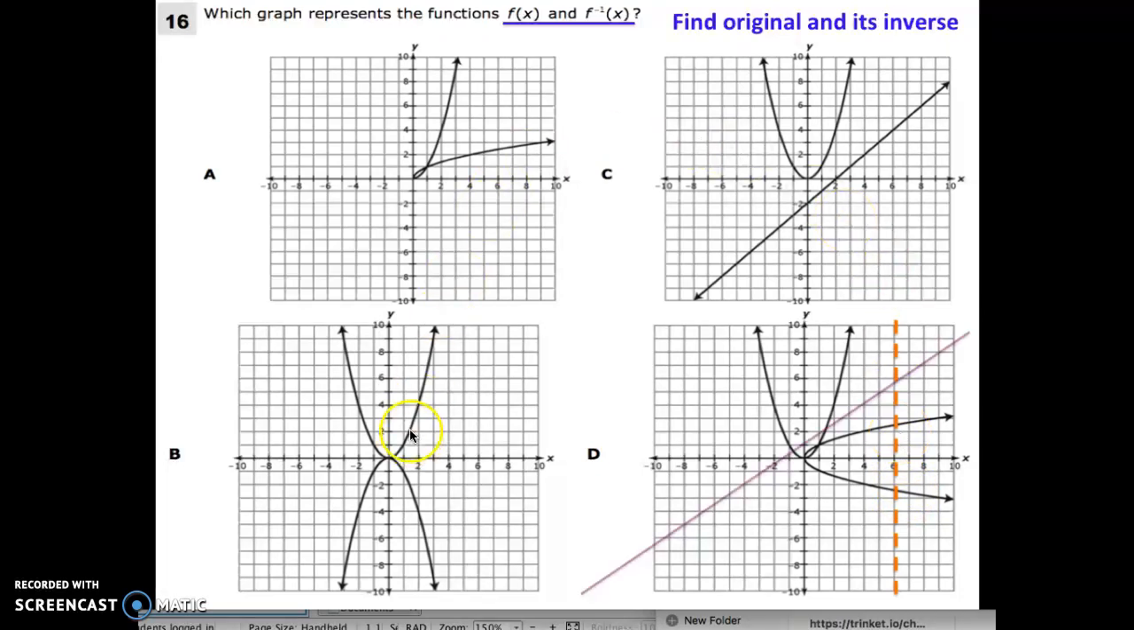Now, in order to decide whether it's A, B, or C, I want you to remember that you're going to be labeling 2 points and then switching those coordinates. You're going to switch the x and the y coordinates to find its inverse. So I want you to pick 2 points on every one of the graphs, and then when you switch them, see if it lands on the other one that's drawn.